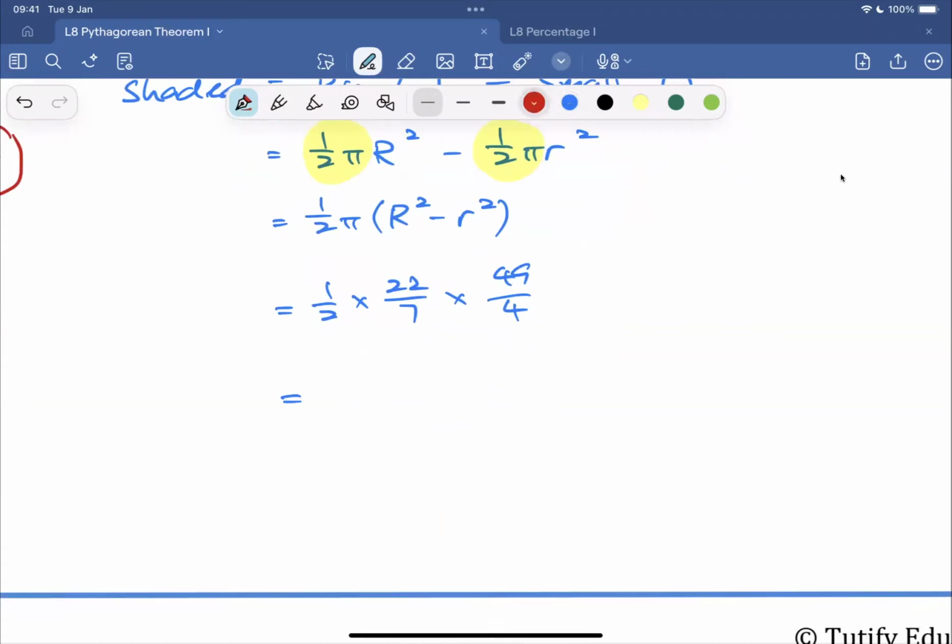So now all you need to do is simplify. Let's divide by 7 here, and let's divide by 7 here. What else can we divide? Divide by 2. So what's our final answer? 77 over 4. There you go. We have found the shaded area.